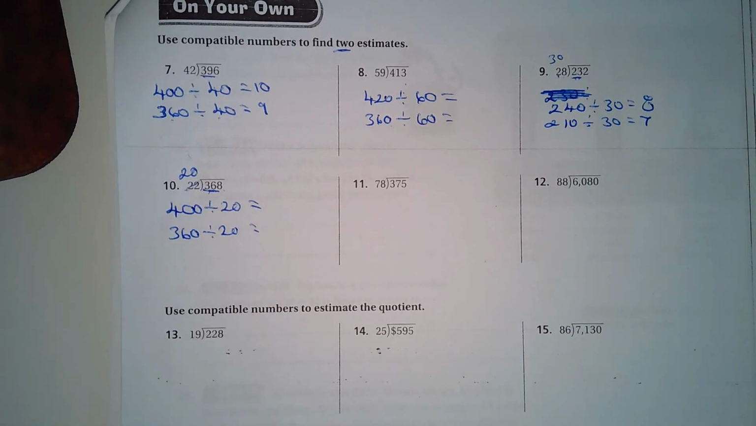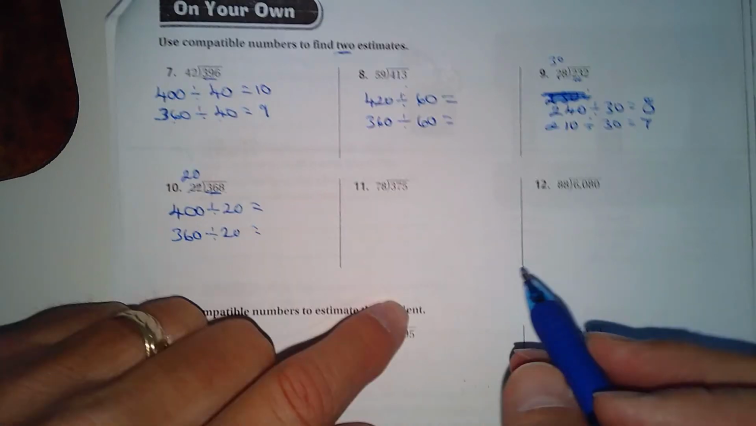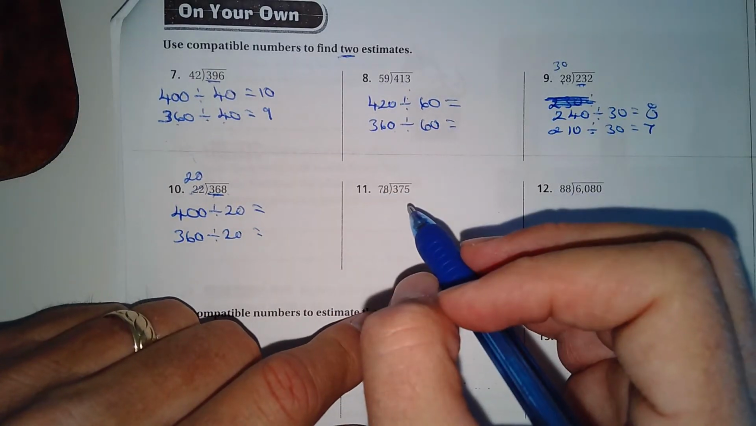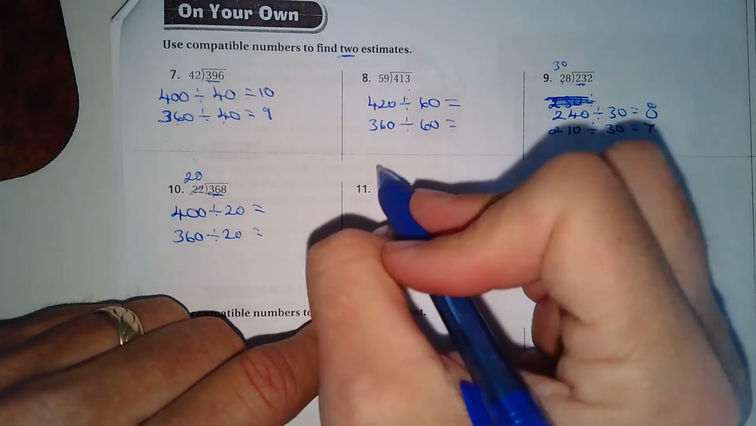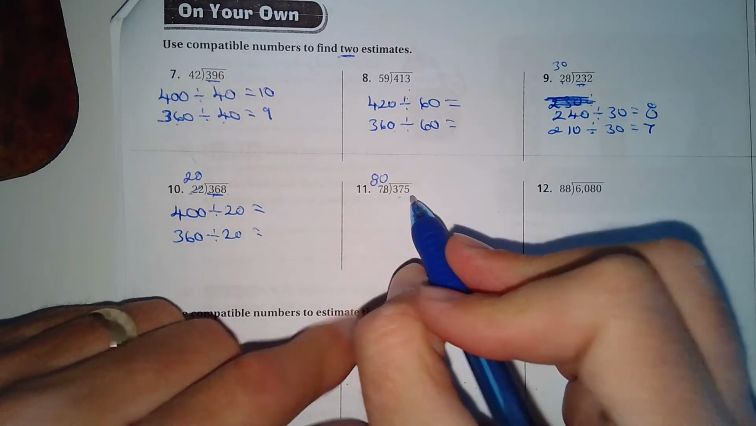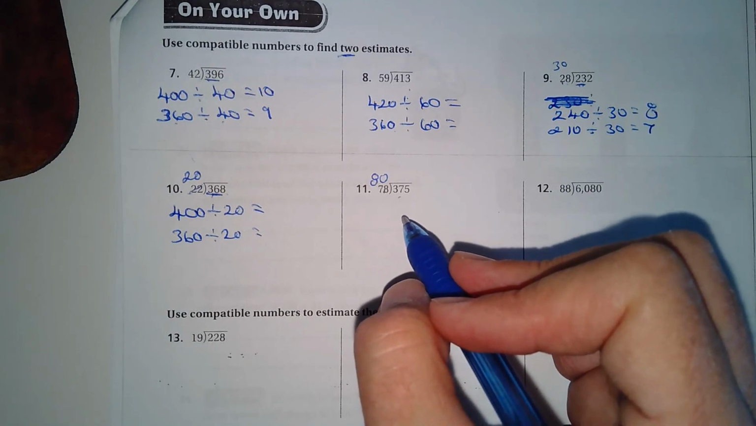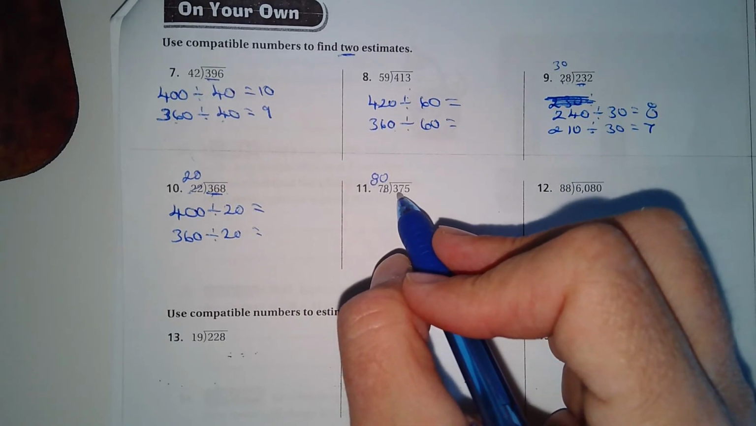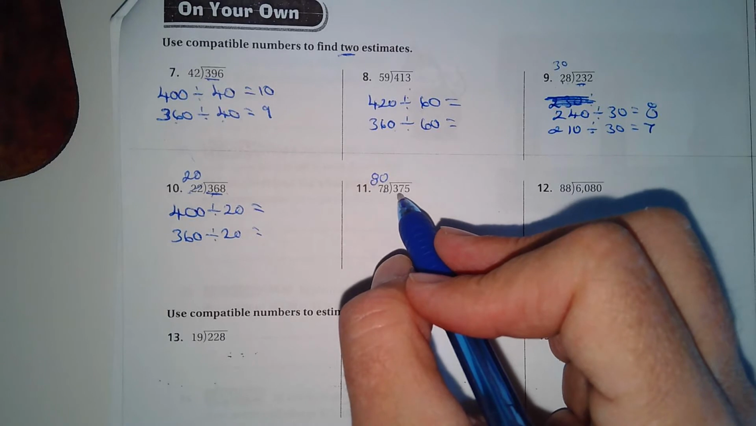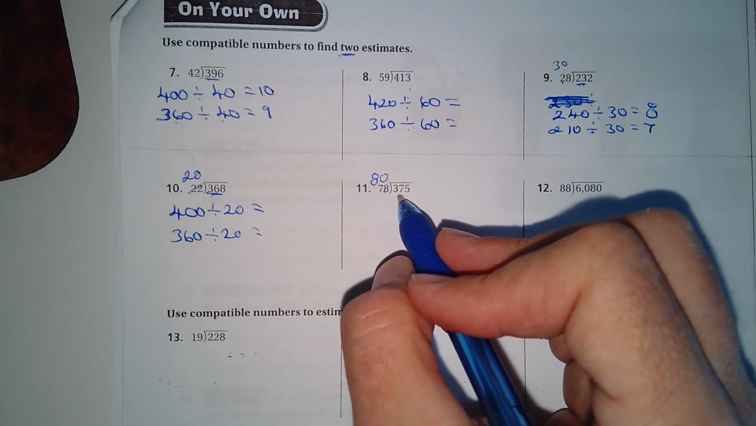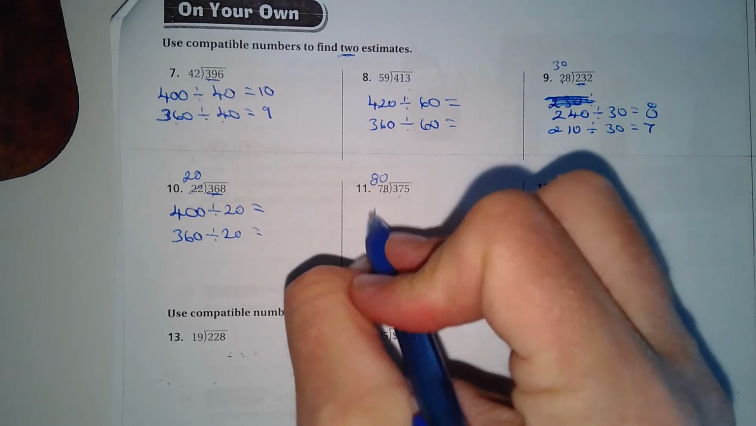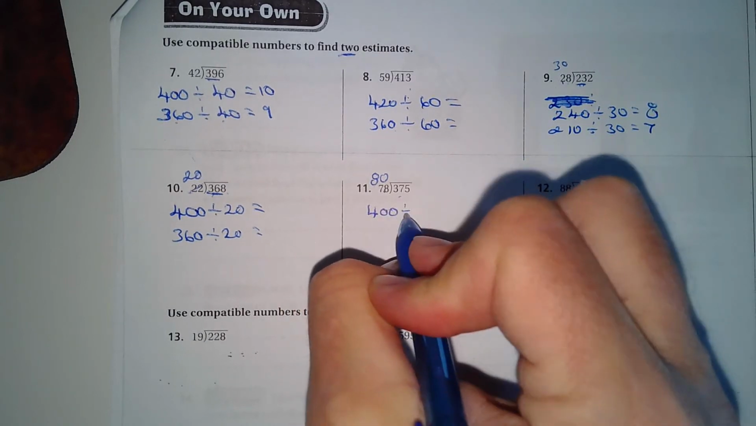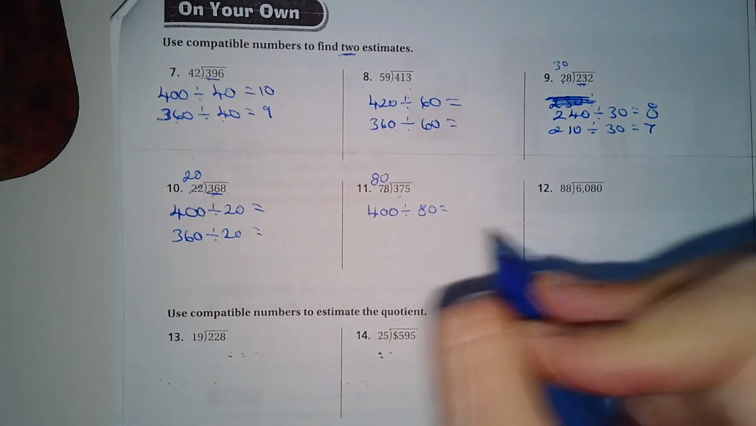Let's do one for some points here. Mr. Storm. This one here, what do you think? What's this going to be? 80. Yeah, I think 80. And this one could be, 8 goes into, what's close to 37 that 8 would go into? 40. Yeah, I think so. So instead of 40, it'd be 400 divided by 80 equals. What else could we use?